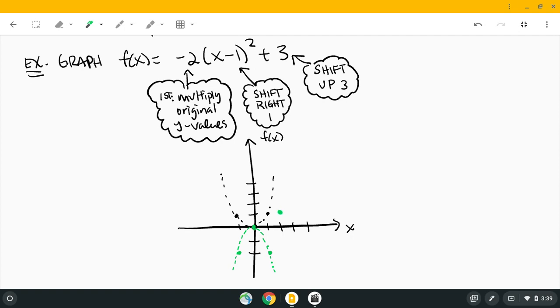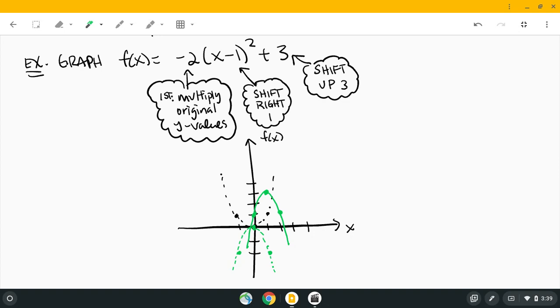Okay, you can even put a little X mark if you are trying to keep things organized. This one over here, shift right 1 and up 3. 1, 2, 3. And this one over here, shift right 1 and up 3. 1, 2, 3. So now these 3 points form my new parabola. So that's where it would go.